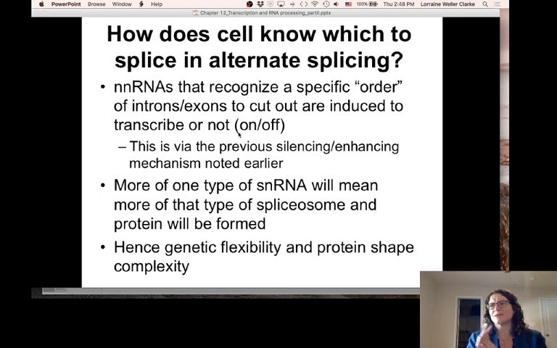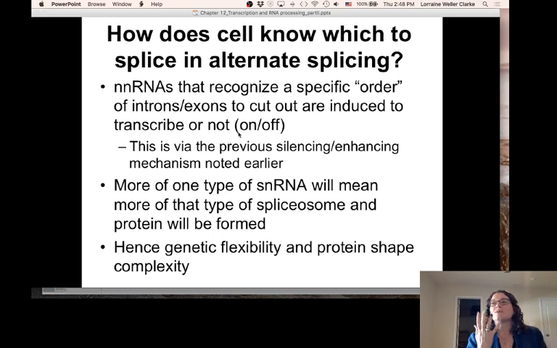Now, it doesn't mean that you turn it off completely. Potentially, some of it will get spliced in one way and some will get spliced in another. But if we create the correct spliceosomes on a regular basis, you can create more of one type of the protein. So this gives us genetic flexibility and protein shape complexity. We can change the protein shapes little by little.